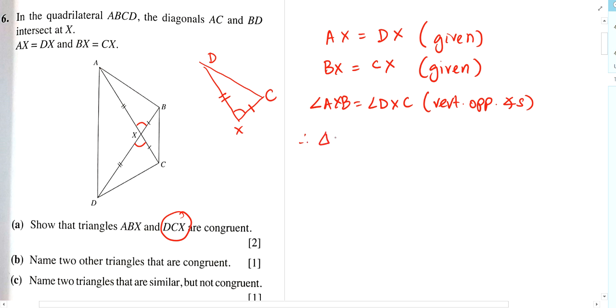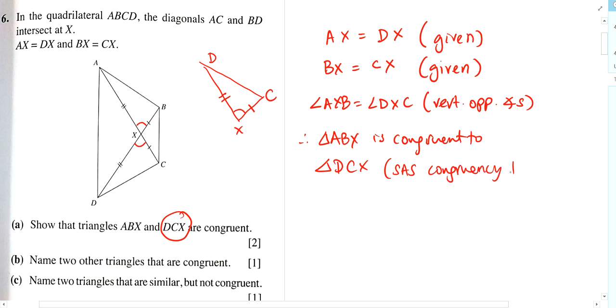So triangle ABX is congruent to triangle DCX, SAS congruency test. So 2 marks, right? You can distribute the 2 marks yourself. Okay, next part B. Name 2 other triangles that are congruent.